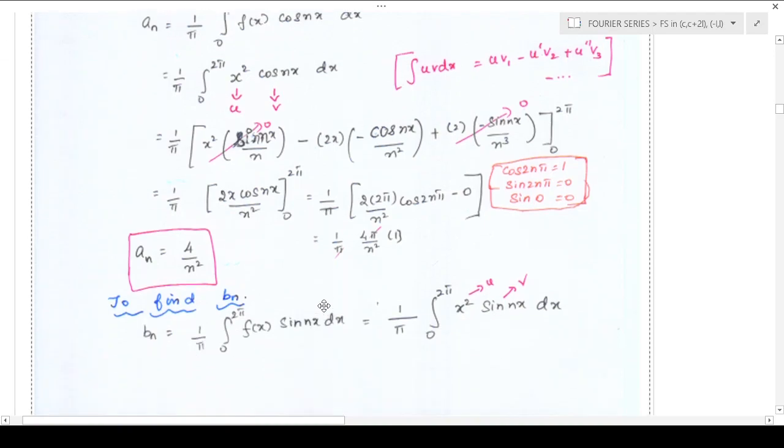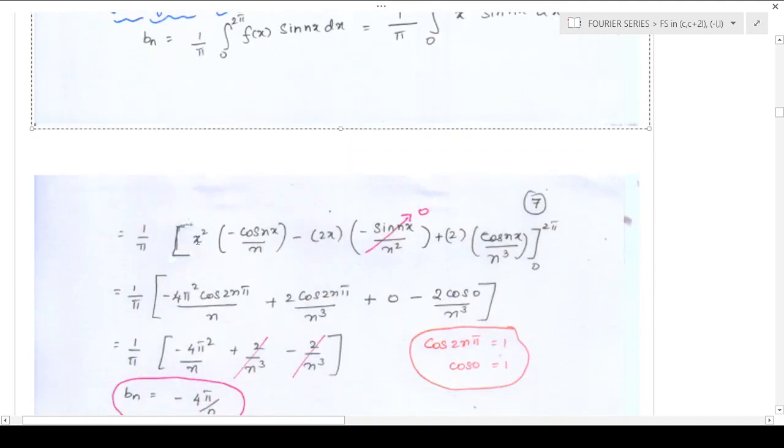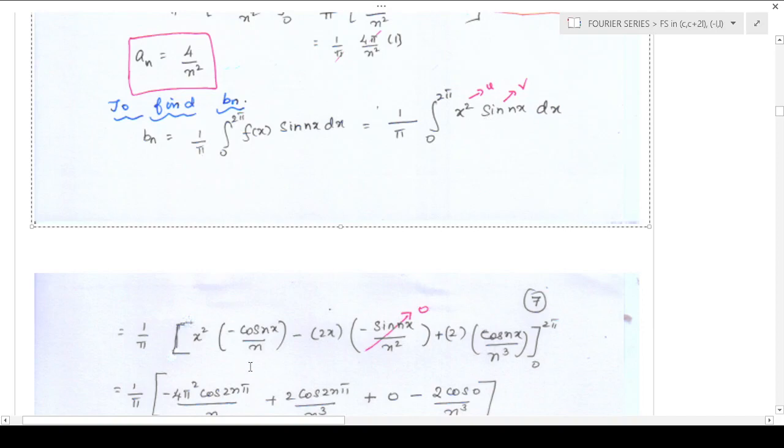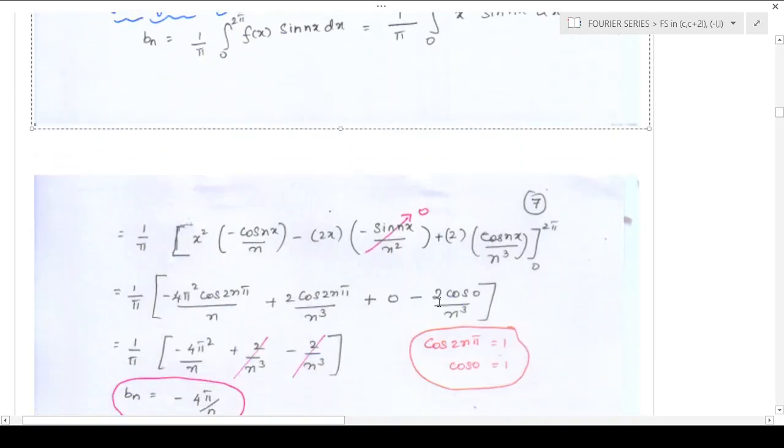Okay, then you have to find bn. Last step, before substituting into f of x. So bn is 1 by pi, 0 to 2 pi, f of x sin nx dx. What is your u? F of x is x square. That is your u. Sin nx is your v. So first u v1. U is x square. v1 is the integral of sin nx. It is minus cos nx by n.